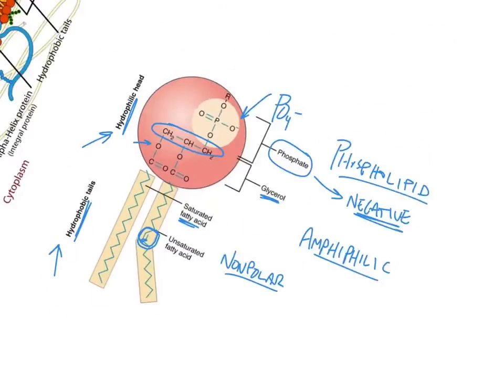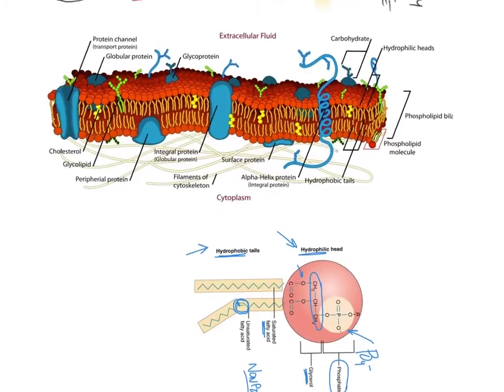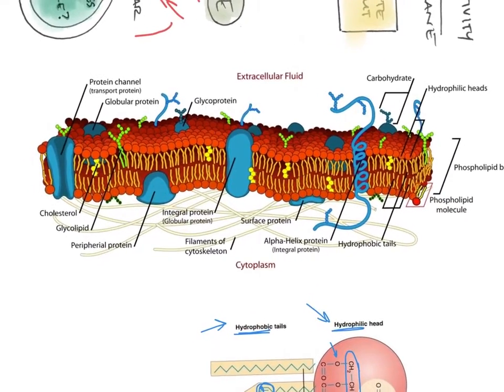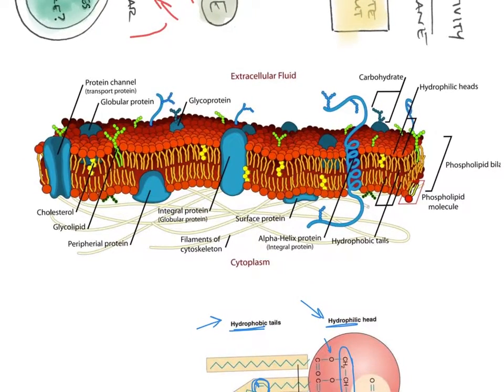So now let's take a look at our cell membrane in detail. I'm going to be moving this around as we go. So the cell membrane, the model is called fluid mosaic. I've got to find some space to write this. So this is a fluid mosaic.